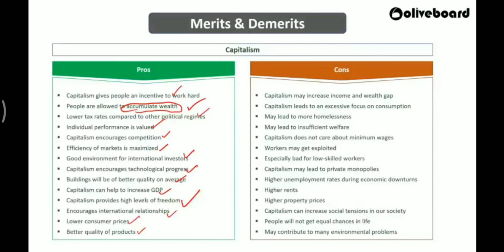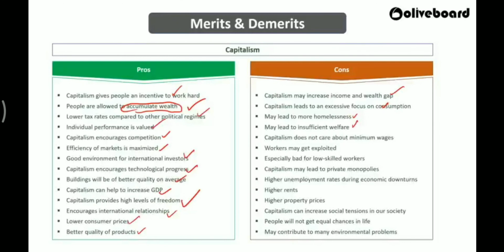products will be better. Now when we talk about cons, capitalism may increase the income and wealth gap. Yes. Inequality is a given. Excessive focus on what? Consumption. Yes. It leads to more homelessness. Yes, guys, that is true. And it leads to insufficient welfare. Guys, here the government plays a very minimal role.